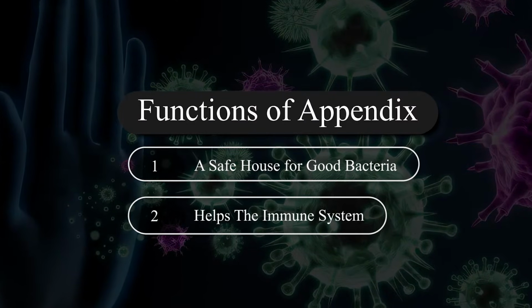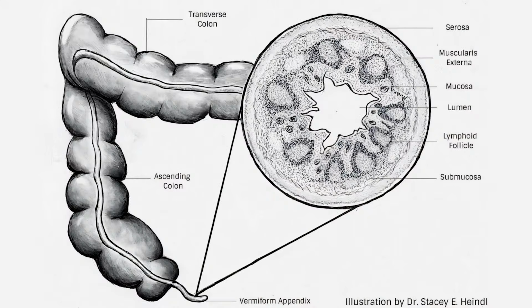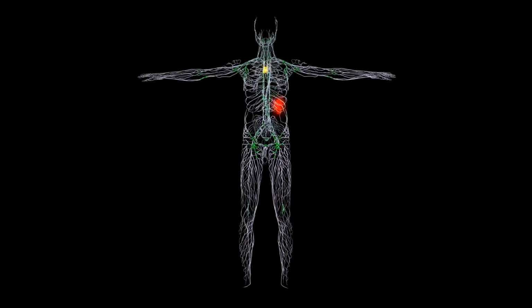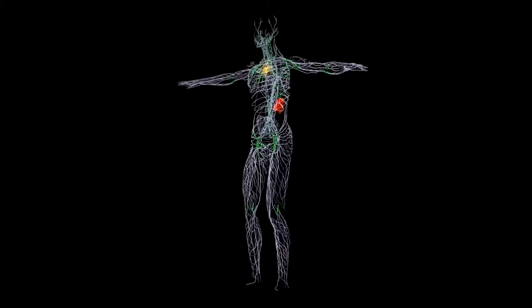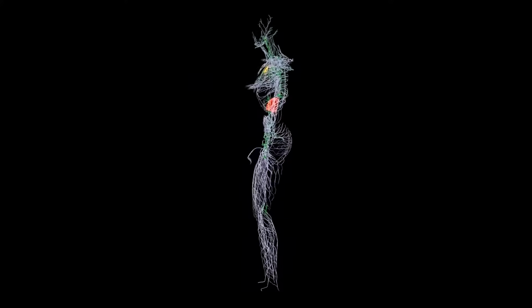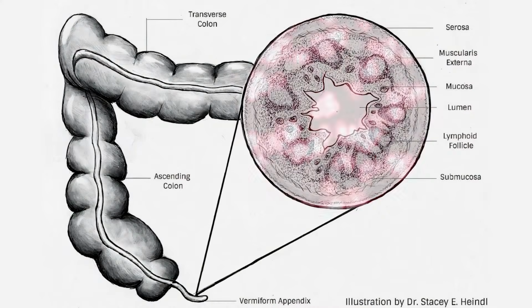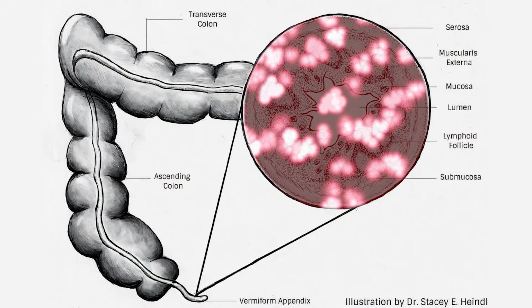2. Helps the immune system, especially in early life. The appendix contains lymphoid tissue, which is part of your lymphatic system, the body's defense system that helps fight infections and diseases. This tissue is rich in white blood cells, which are the soldiers of your immune system.